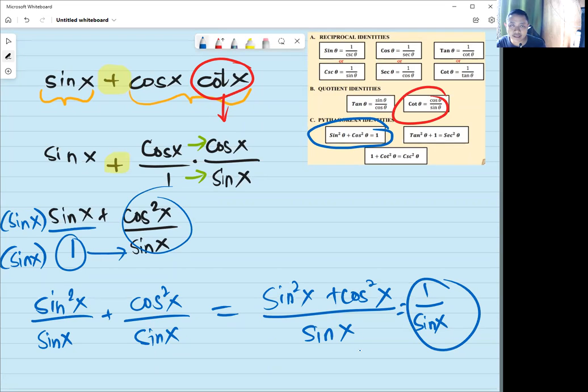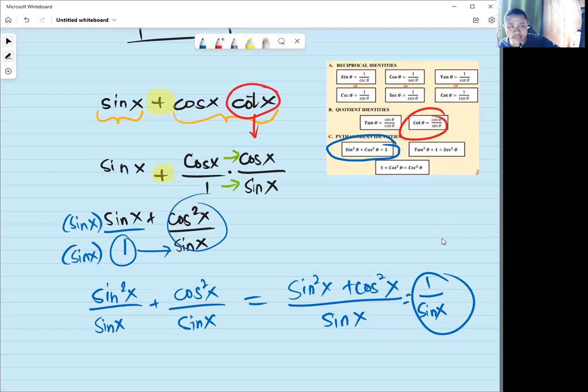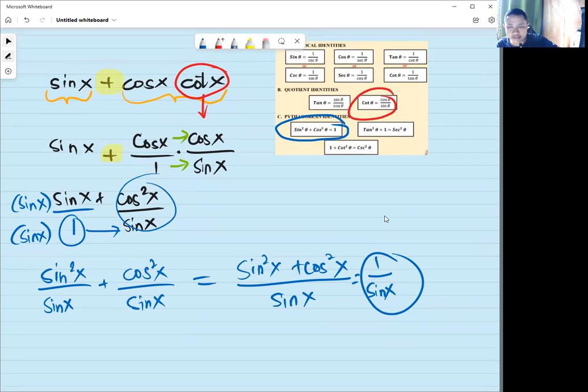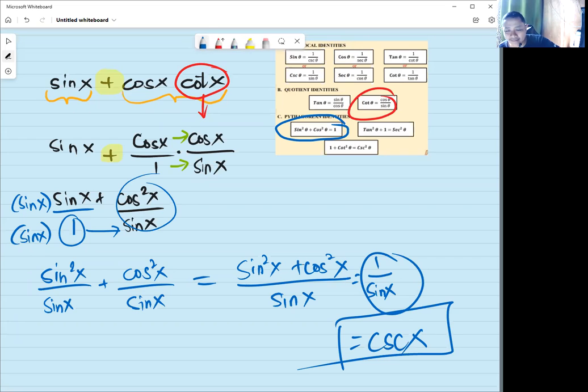We will go back to the reciprocal identities at ano ang identity na equal kay 1 over sine x. Type it in the chat box. Exactly. That is cosecant x. Very good. That is cosecant x. And that is the final answer. Got it? Show a reaction if you understood that process.